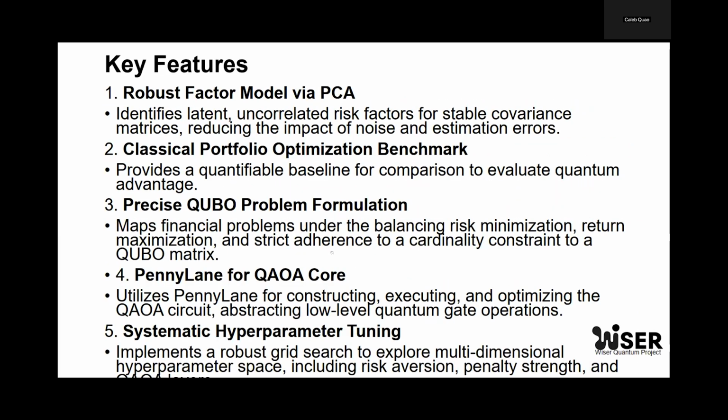A key feature of our work is that the approach has 5 main components: a robust factor model, via principal component analysis to stabilize the covariance estimation. A classical benchmark using Gurobi is used to serve as a baseline. A precise QUBO problem formulation, turning finance into a quantum-friendly optimization problem. We integrated PennyLane for the QAOA, that is the quantum approximate optimization algorithm. And systematic hyperparameter tuning was done to ensure fairness and robustness in our comparison.